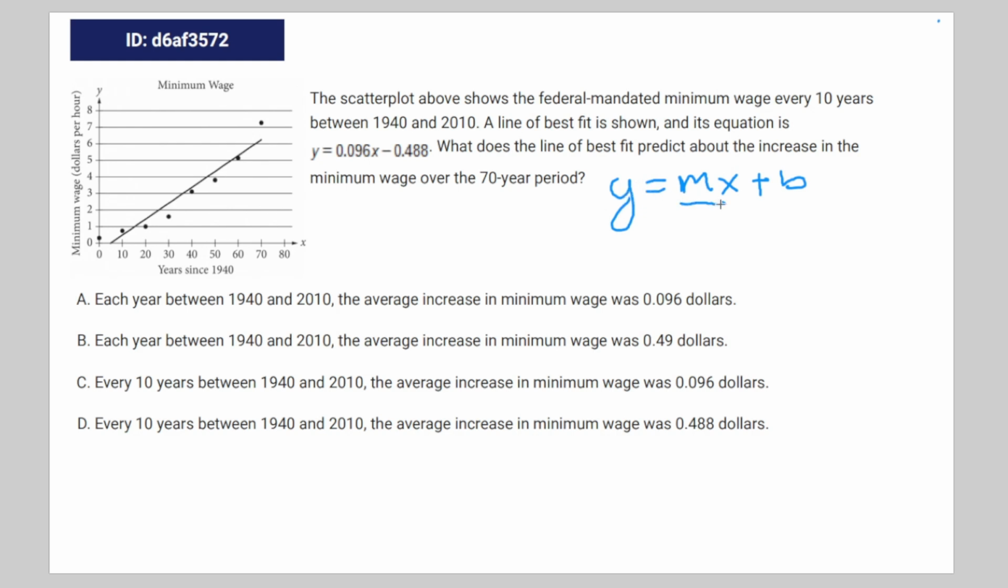increase by m. Therefore, in the context of this question, for every increase of x by 1, y is going to increase by 0.096. Therefore, A is the correct answer, because it says each year between 1940 and 2010, the average increase in minimum wage was $0.096, and x represents years after 1940. So, yeah.